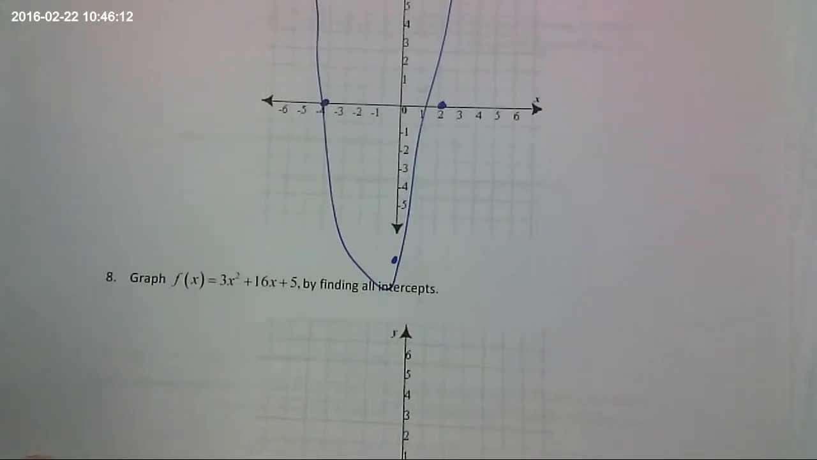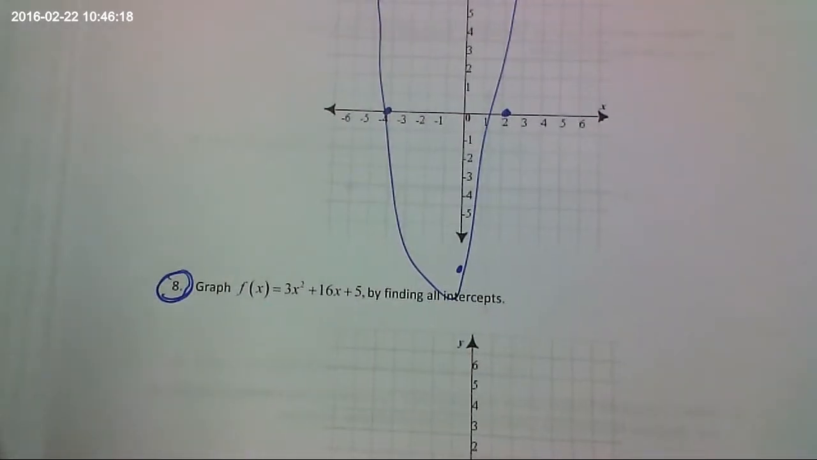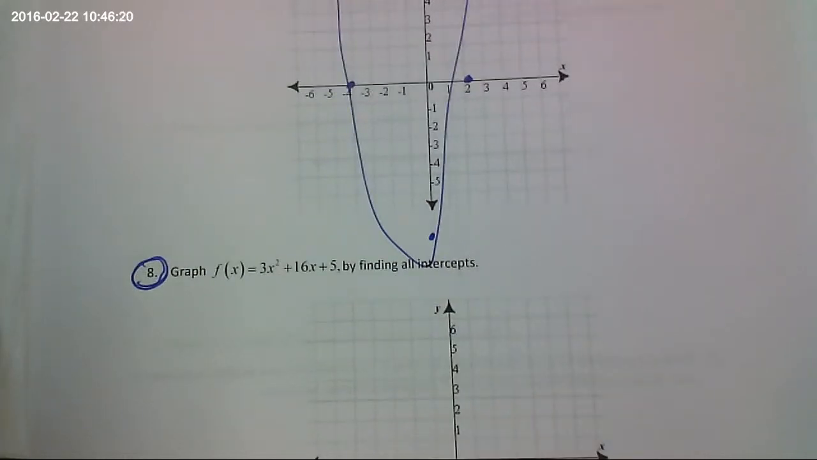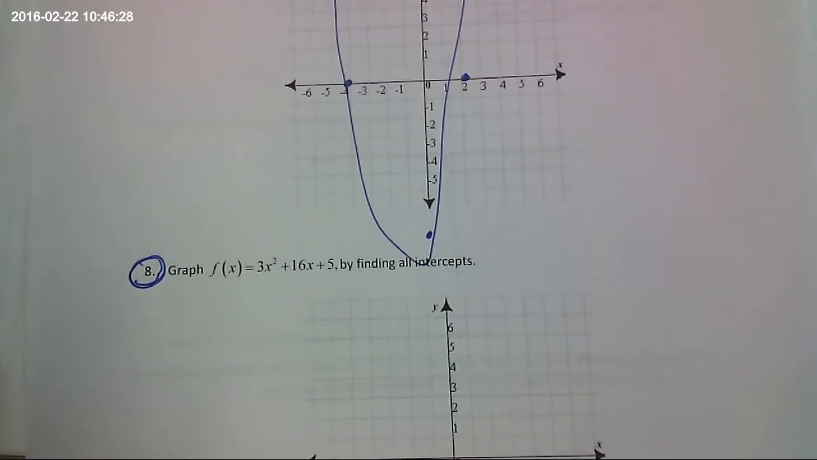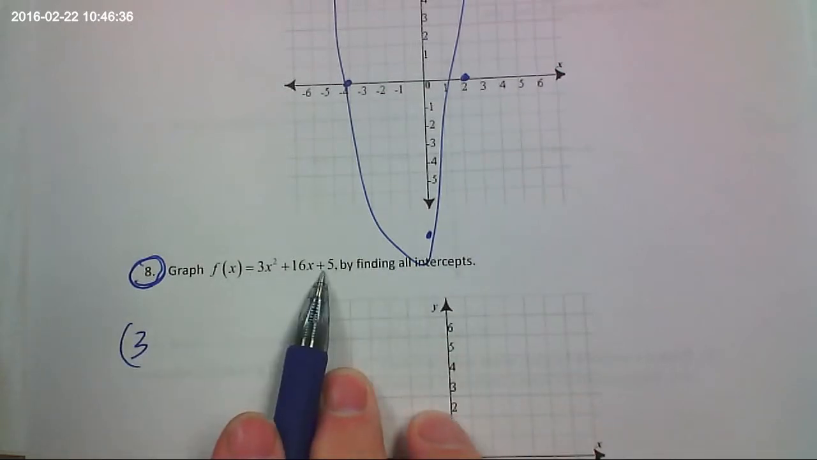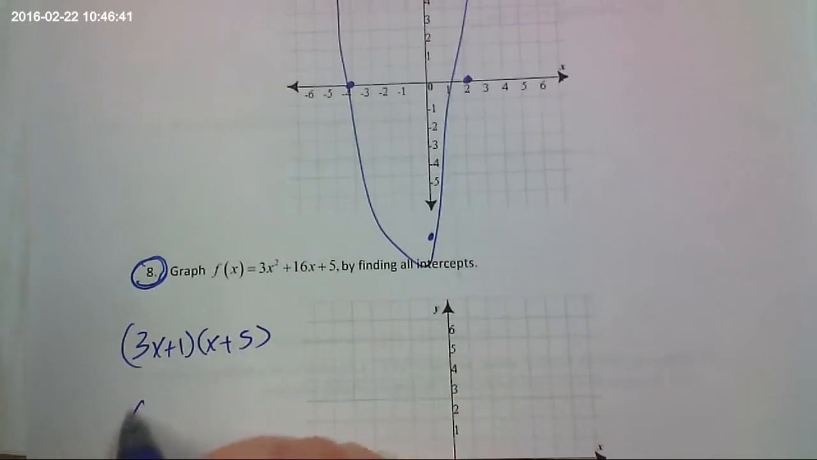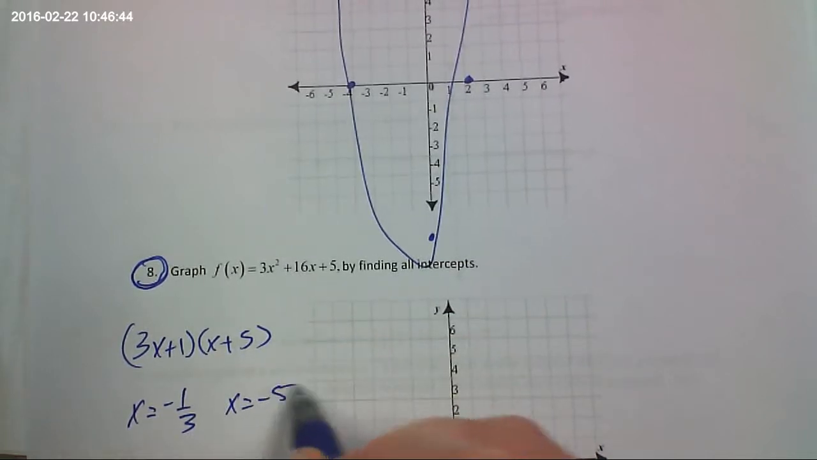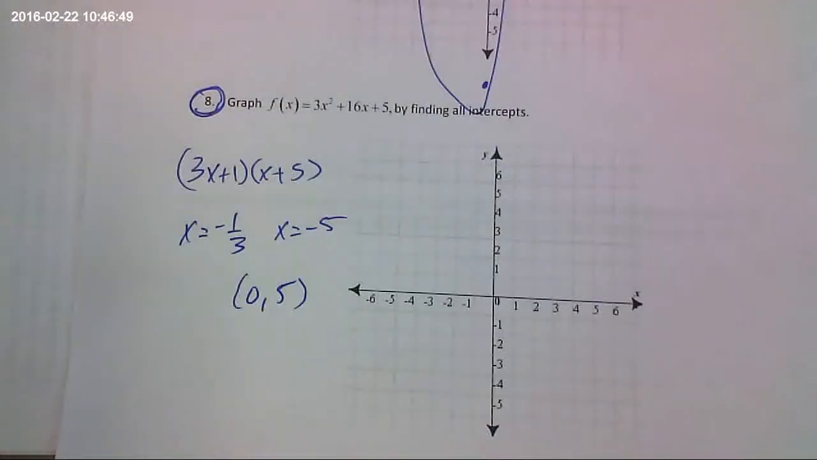I'm trying to hurry because we're almost out of time. Hey, for the love of all that's good and holy, number 8 is factorable. And every single time when it's factorable, if you use the quadratic formula, it's going to take too long. You're going to run out of time on the test. You're probably going to get it wrong anyway because the numbers are going to be ugly. This one's really easy to factor because you see 3 times 5 is 15, plus 1 is 16. So there are the factors. The x-intercepts are negative 1/3 and negative 5. The y-intercept is positive 5. That's all you got to do.